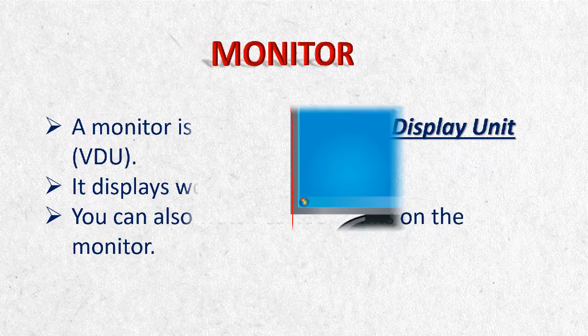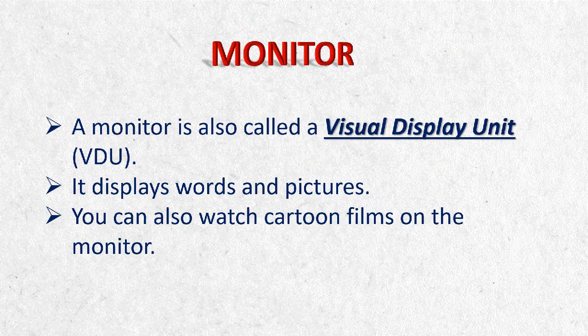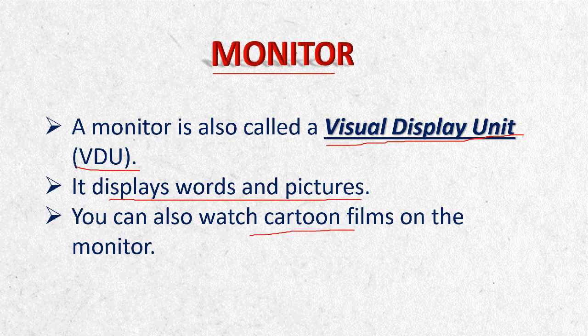So monitor is also called visual display unit or VDU. So what is the other name for monitor? Visual display unit or VDU. Okay, so it displays words and pictures. As I told you before, you can watch cartoons, films, whatever maybe you can watch on a computer monitor. Okay, so monitor is the visual part of a computer.